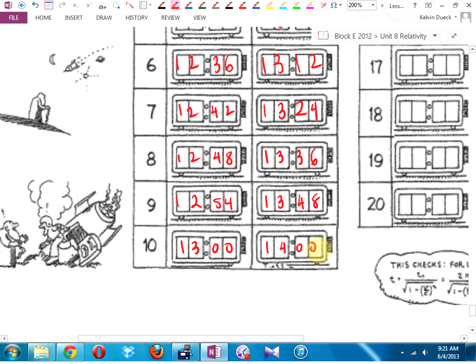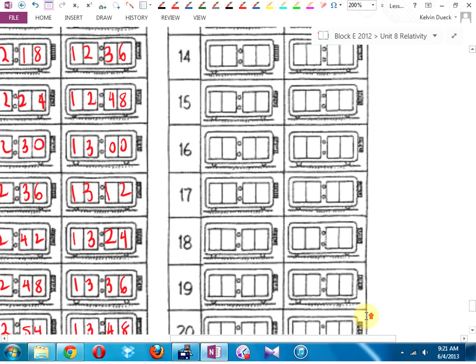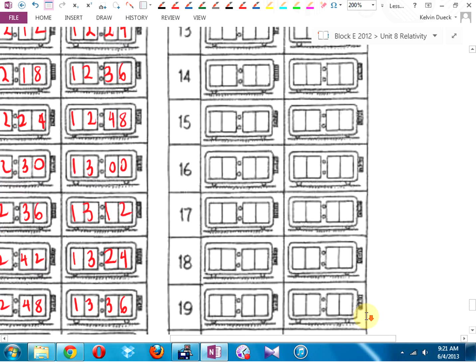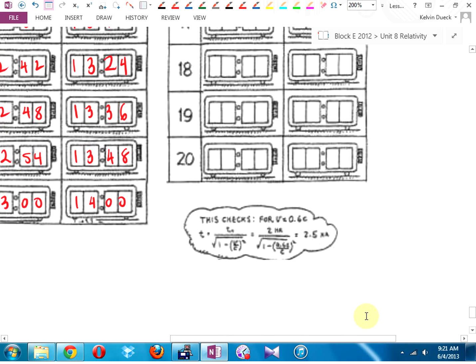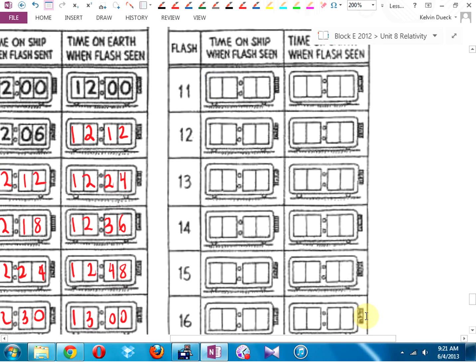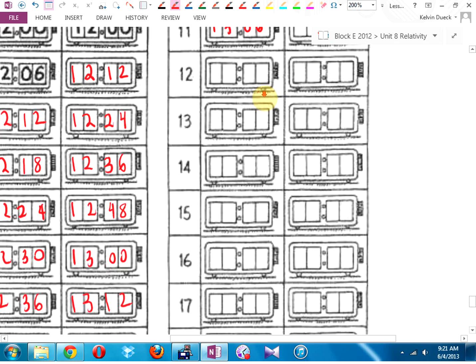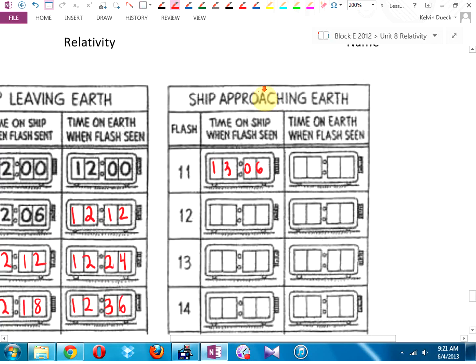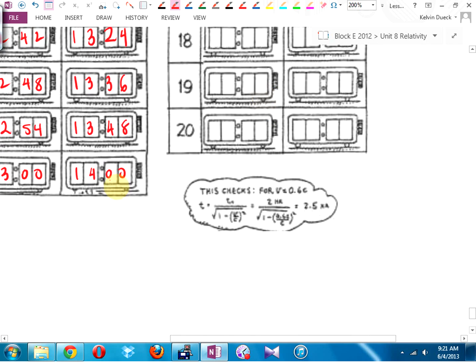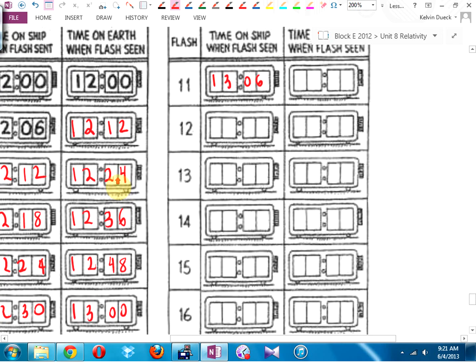Now we're going to start heading back. We're going to turn around, we're going to head back. When we head back, it's going to be another 6 minutes on the spaceship. It's going to be 13:06. But when the ship is coming back towards the Earth, now we don't see the flashes of light every 12 minutes. We see the flashes of light every 3 minutes. So what was the last time on the Earth? 1400 hours. Now we're going to see a flash of light 3 minutes later.